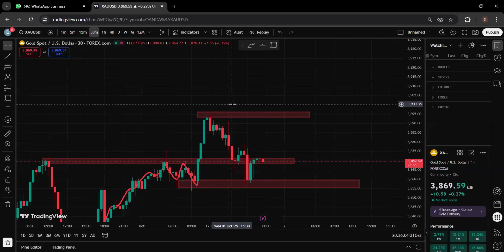So support and resistance, we can also call them the demand and supply zones. Those are the supply and the demand, the same thing. See that? Wow, perfect.